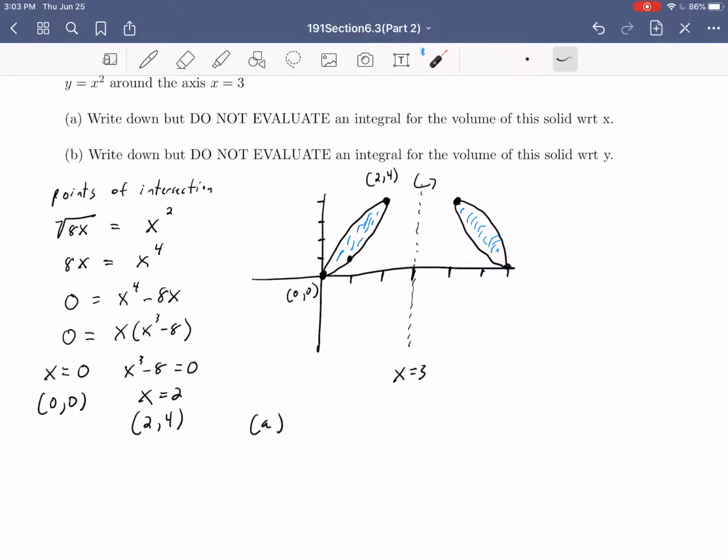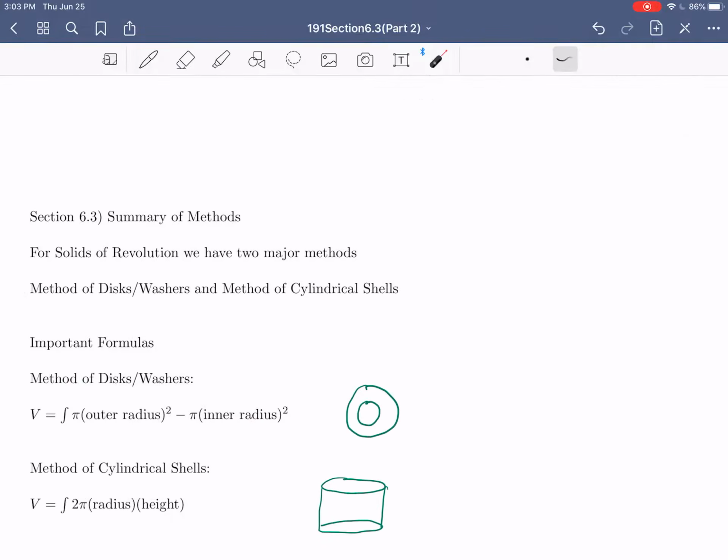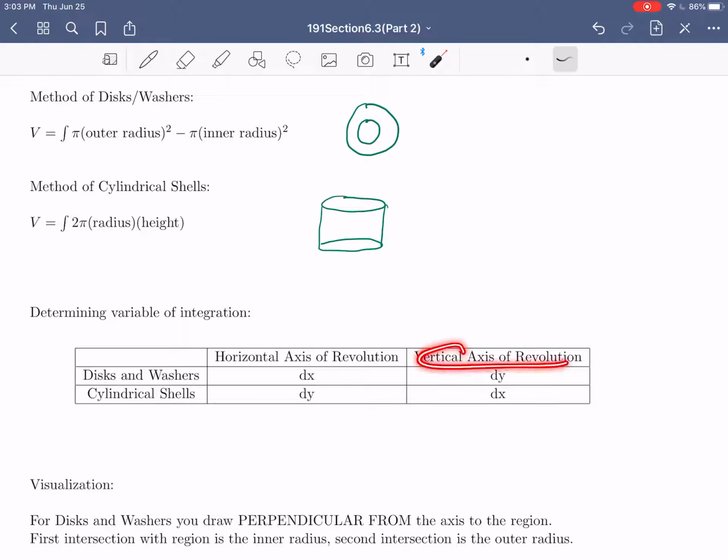So we have a vertical axis of revolution, and we want to build, at least in A, an integral with respect to x. Remember, WRT just means with respect to. So we have a vertical axis of revolution, and we want to work with respect to x. If we're comfortable, we can probably know which method that is immediately, or we can just go back to our table here. We've got a vertical axis of revolution.